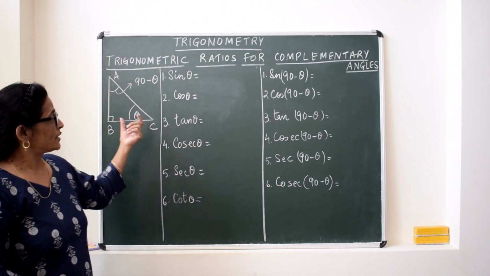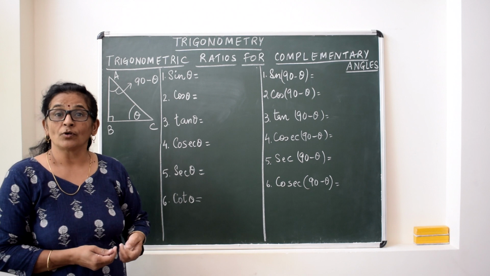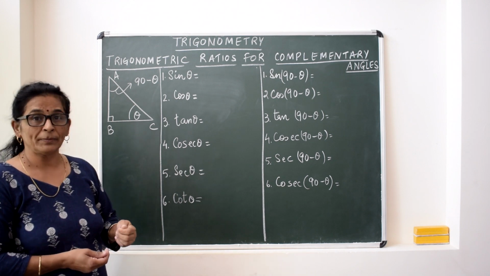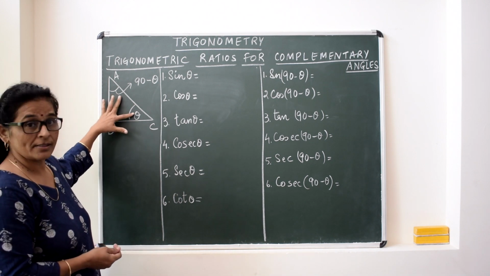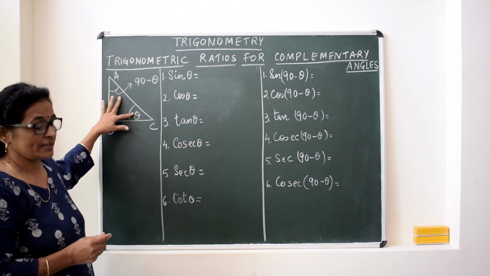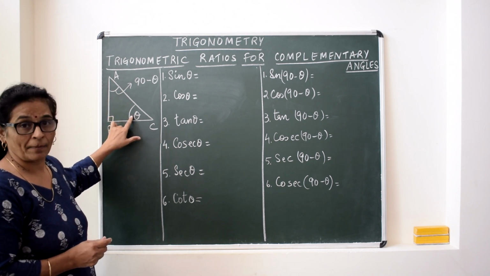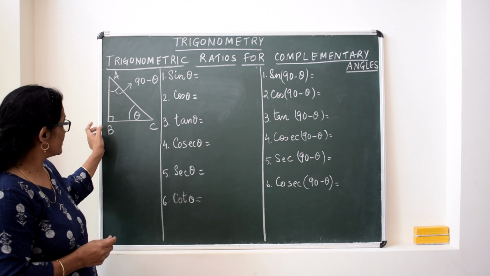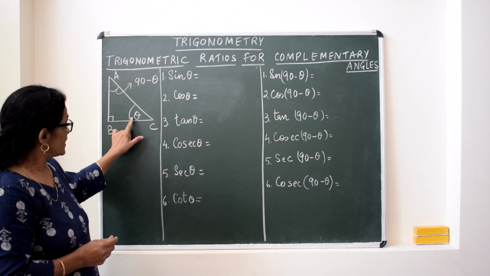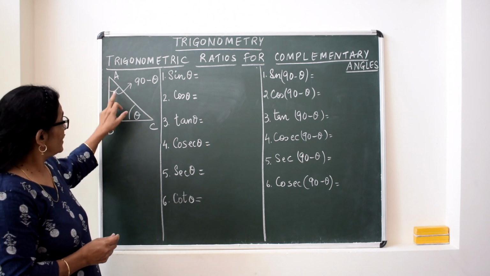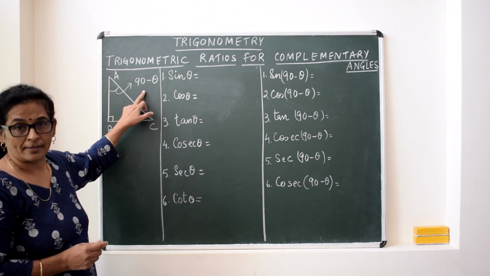In this lecture we will discuss trigonometric ratios for complementary angles. Complementary angles are the ones whose sum is 90 degrees. So if we take angle C in this right angled triangle, which is right angled at B, and take this angle C as theta, then angle A will be 90 minus theta.